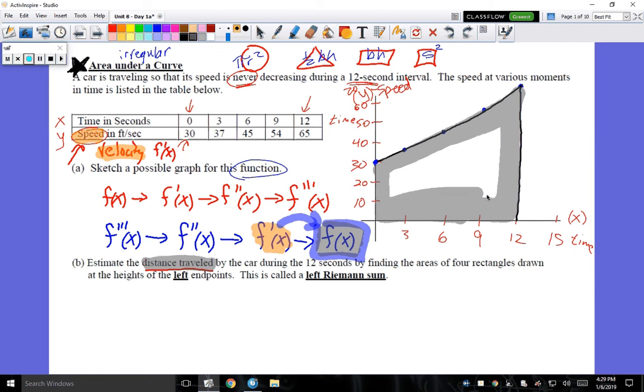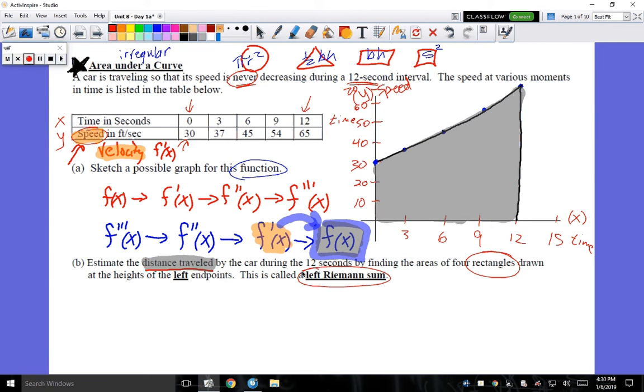Now I'm trying to stay in the lines as best as I can, but ultimately that's what we're talking about. We're talking about the exact area that's underneath, with no errors coming off of the graph, just what's inside. Alright, so what we're going to use are rectangles. Rectangles ultimately will be the most precise and accurate representation of what we're trying to do as far as approximating this area. And it's telling us to find the areas of 4 rectangles drawn at the heights of the left endpoints. This is called a left Riemann sum.